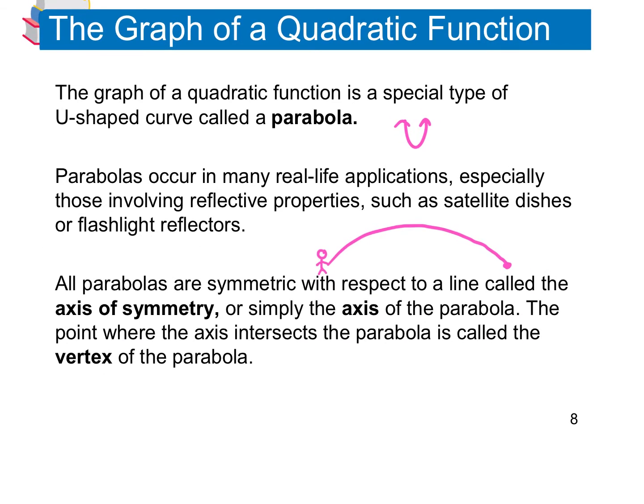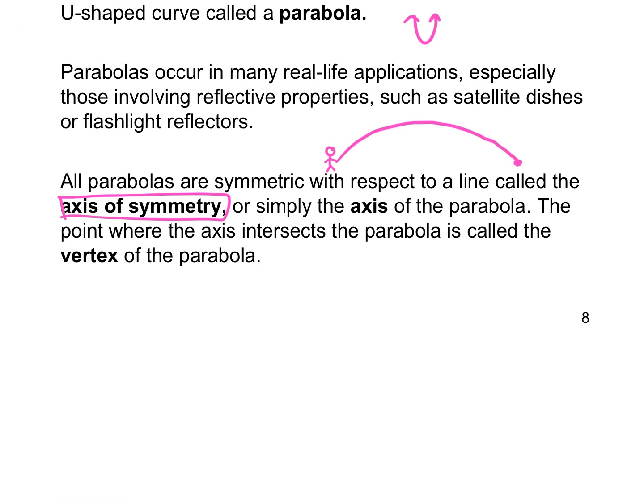All parabolas are symmetric with respect to a line across the axis of symmetry, which is just the axis of the parabola. And where the axis intersects the parabola is called the vertex of the parabola. So if I had a parabola here, the line that cuts it into two perfectly symmetrical pieces is our axis of symmetry. Where your axis of symmetry meets your parabola, that is your vertex.